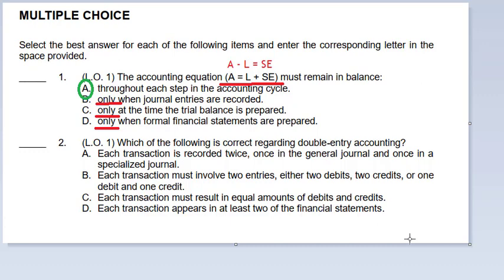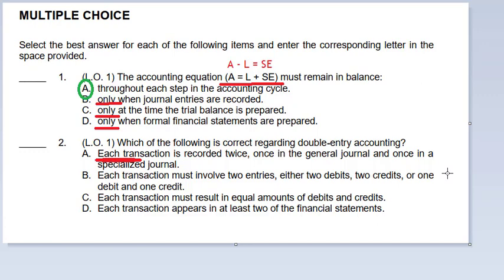Let's look at A. Each transaction was recorded twice. Okay, that's odd, but okay, let's read that. Once in the general journal and once in a specialized journal. Each transaction is recorded in the general journal. It has to be. But there are some transactions which are recorded in the general journal as well as a specialized journal. That would be your receivables, for example. You put your total receivables in your general journal, but you need to know individual receivables. Who were your individual credit customers and how much they owe you? So A doesn't apply over here.